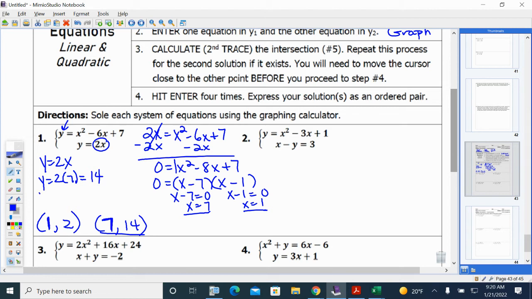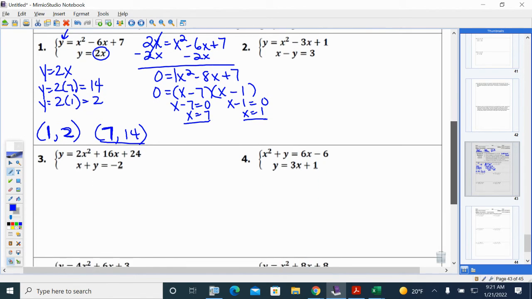And if x is 1, we get the 2 that finishes off that solution. So that's how you would work that by hand if factoring would work. Keep in mind, we may have to use quadratic formula later.